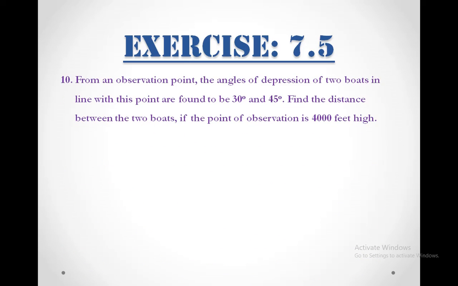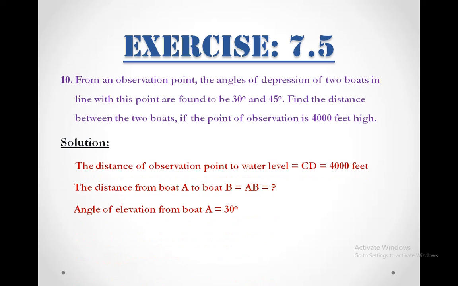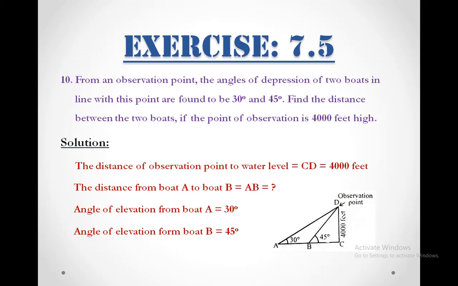It is number 10. The statement says, from an observation point, the angles of depression of two boats in line with this point are found to be 30 degrees and 45 degrees. Find the distance between the two boats if the point of observation is 4,000 feet high. Viewers, again our first demand is to make a neat and clean diagram.